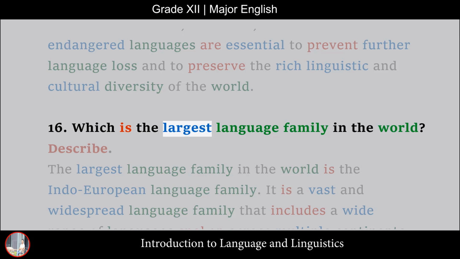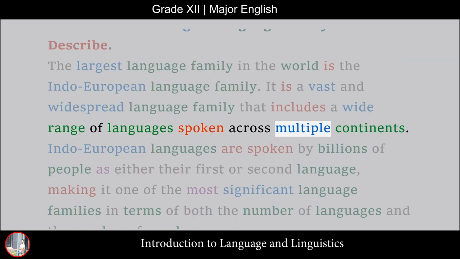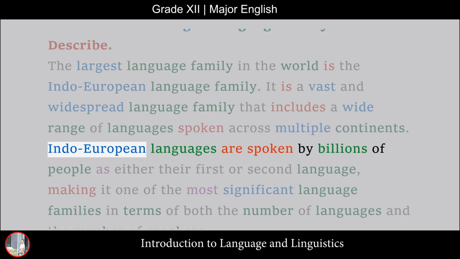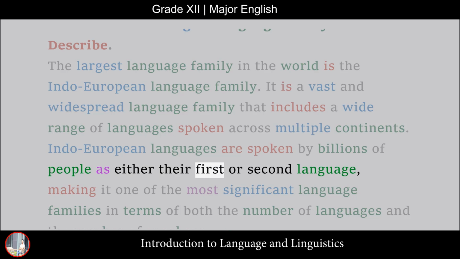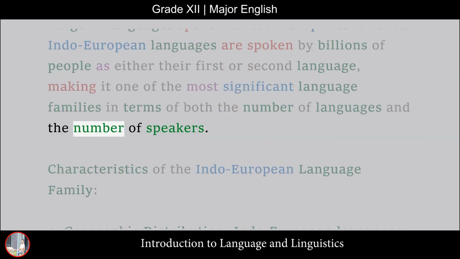16. Which is the largest language family in the world? Describe. The largest language family in the world is the Indo-European language family. It is a vast and widespread language family that includes a wide range of languages spoken across multiple continents. Indo-European languages are spoken by billions of people as either their first or second language, making it one of the most significant language families in terms of both the number of languages and the number of speakers.